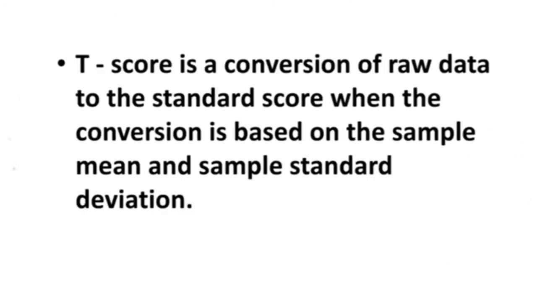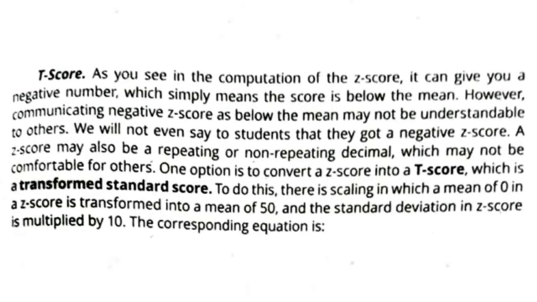And then next we have t-scores. It's a conversion of raw data to the standard score when the conversion is based on the sample mean and sample standard deviation. As you see in the computation of a z-score, it can give you a negative number, which simply means the score is below the mean. However, communicating negative z-scores as below the mean may not be understandable to others. We will not even say to students that they get a negative z-score. Z-scores may also be repeating or non-repeating decimals, which may not be comfortable for others.